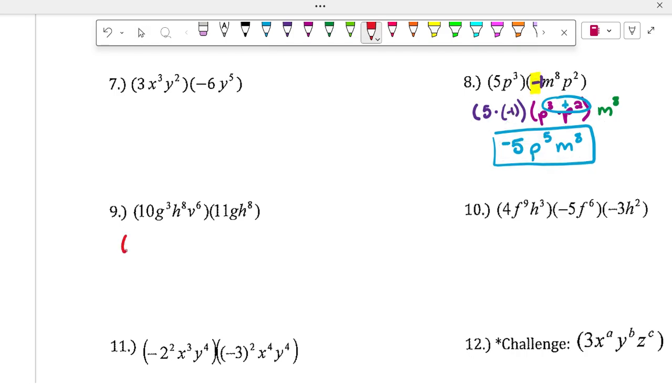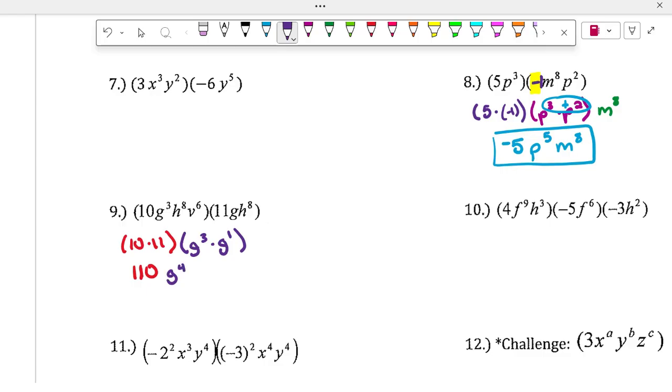All right, so we can multiply the coefficients first. So the 10 and 11, which is what? It is 110. What's my next step, Peyton? The next step would be to combine G and G. All right, so G cubed and G, which is what? Right, because remember, this G has an exponent of what? 1. So if you add them together, G to the 4th.